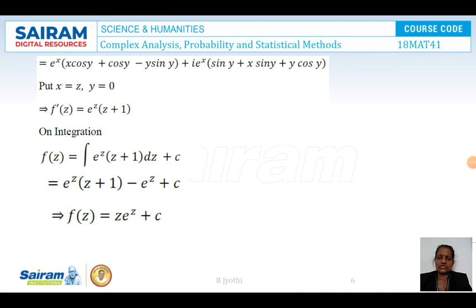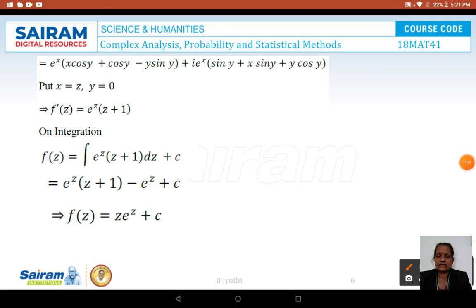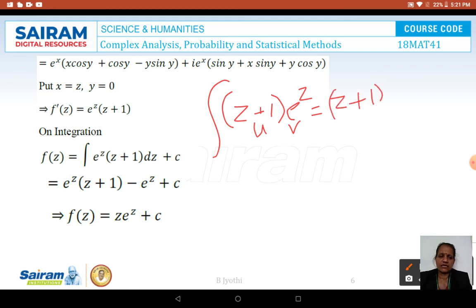So this on substitution we are getting f dash of z. When you put x is equal to z and y is equal to 0, what we will be getting is e power z into z plus 1. So when we are doing the integration, let us apply the rule by parts. z plus 1 into e power z. We will take this as u and this as v. So it is z plus 1 into integral of this. Actually the uv formula you must be knowing. u integral v minus integral of the integrated function into derivative of u.